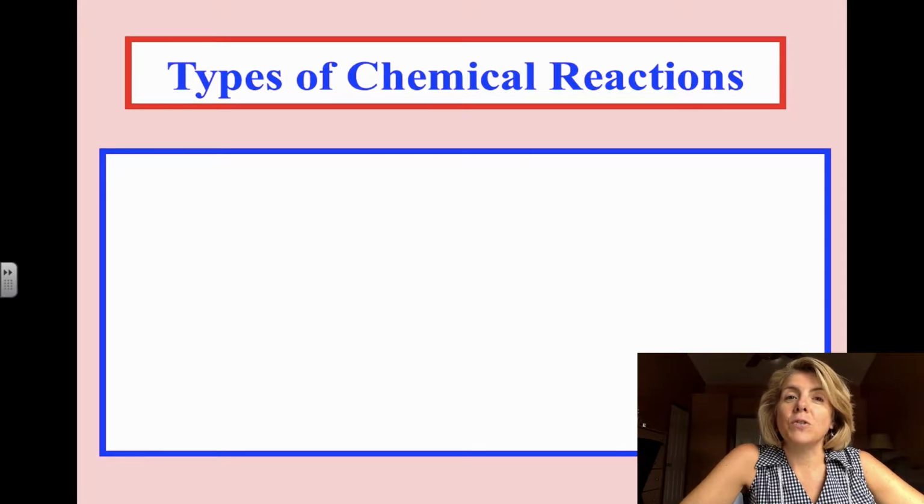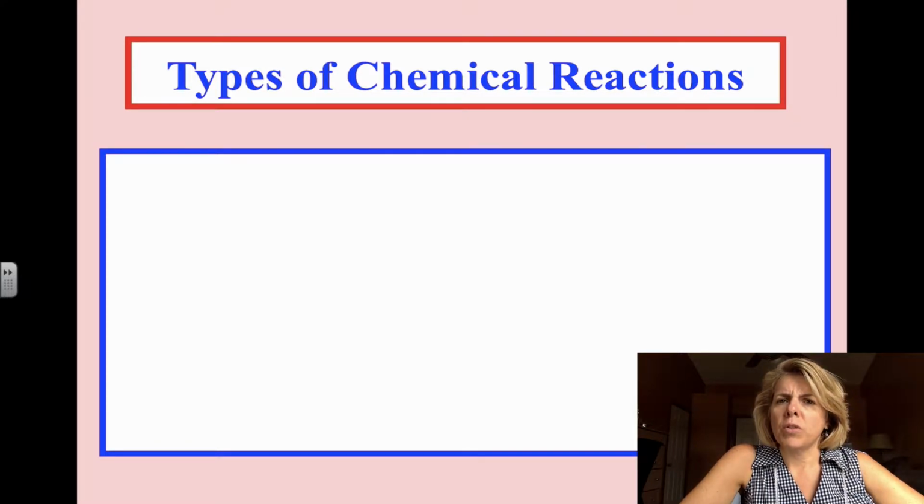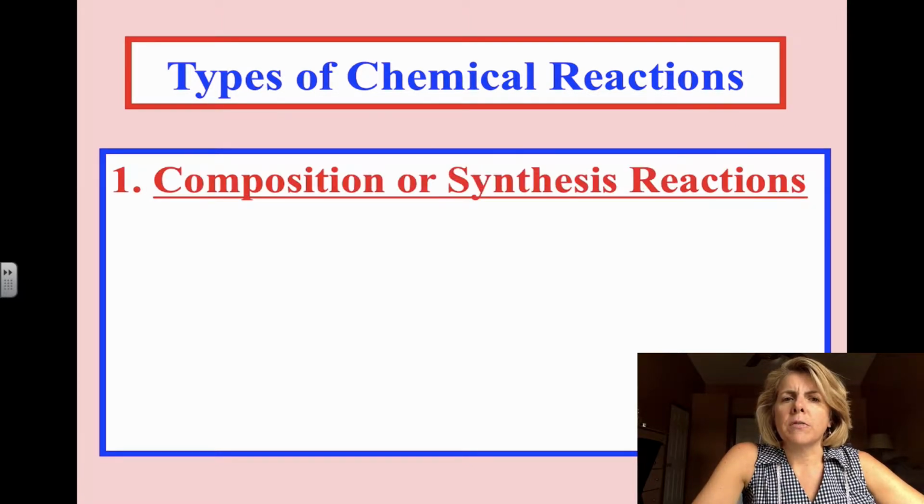This is part 2 of chemical reactions. So in the last video we talked about how to write chemical equations and how to balance them. And now we want to identify the types of chemical reactions, because you want to be able to describe what's going on with those chemical reactions. So we have a number of classifications.